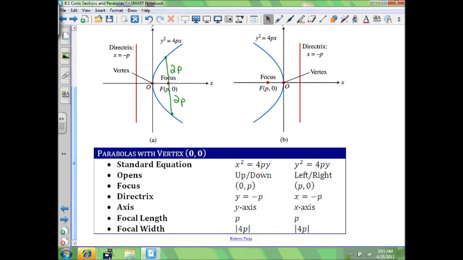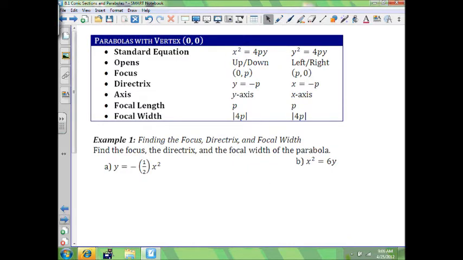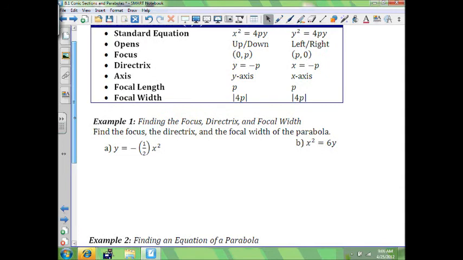Now, we do have a chart here. For a parabola with vertex (0, 0), the standard equations are x squared equals 4py and y squared equals 4py. If it's x squared, it's going to open up and down. If it's y squared, it's going to open left and right. Then we have the focus, directrix, axis, focal length, and focal width. Now, I have that same chart here, so we can go through example 1 together.